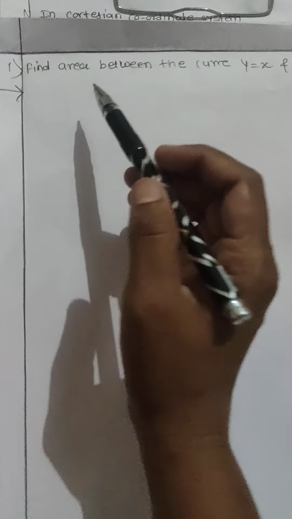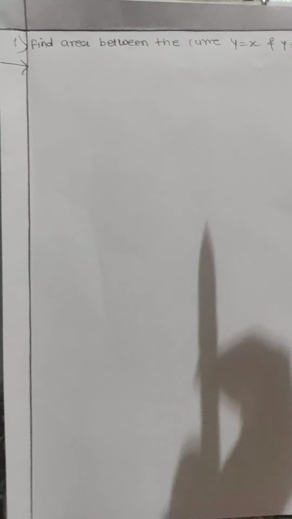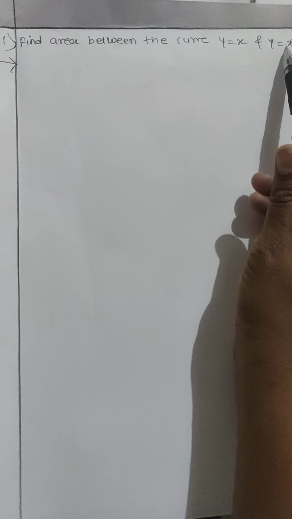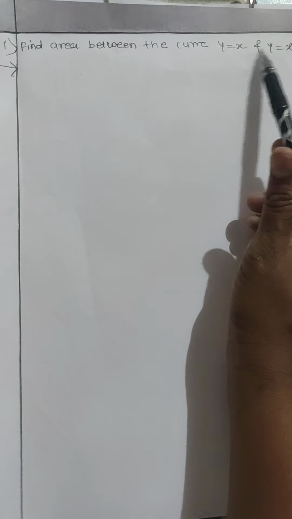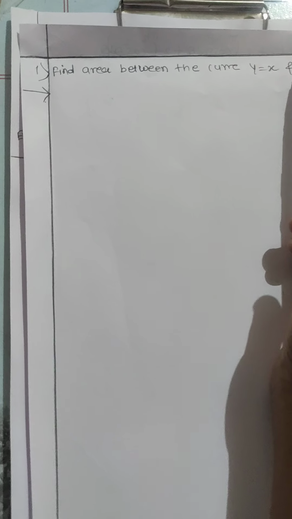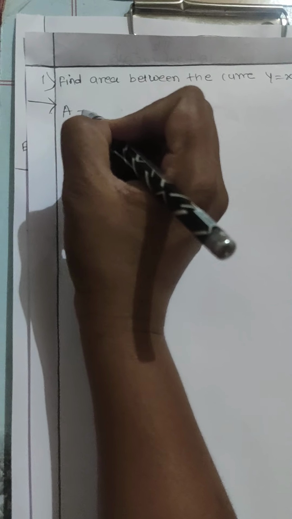Hello students, here we will take an example of how to calculate the area. See the question: find the area between the curves y equal to x and y equal to x square. So we have to find the area for the Cartesian curve. What is the formula for this area? A equal to double integral over R dx dy. So this is the formula for area.